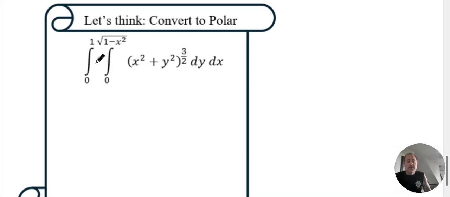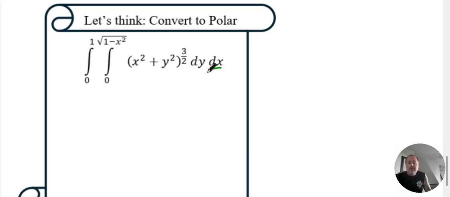So the first thing I'm going to do here is look at this problem. It's obviously in Cartesian, it's in terms of x's and y's. And so we obviously know it's on a non-rectangular region because there's a function right here. So we're going to graphically look at this and see why it makes a little bit more sense to do it in terms of polar instead of Cartesian.